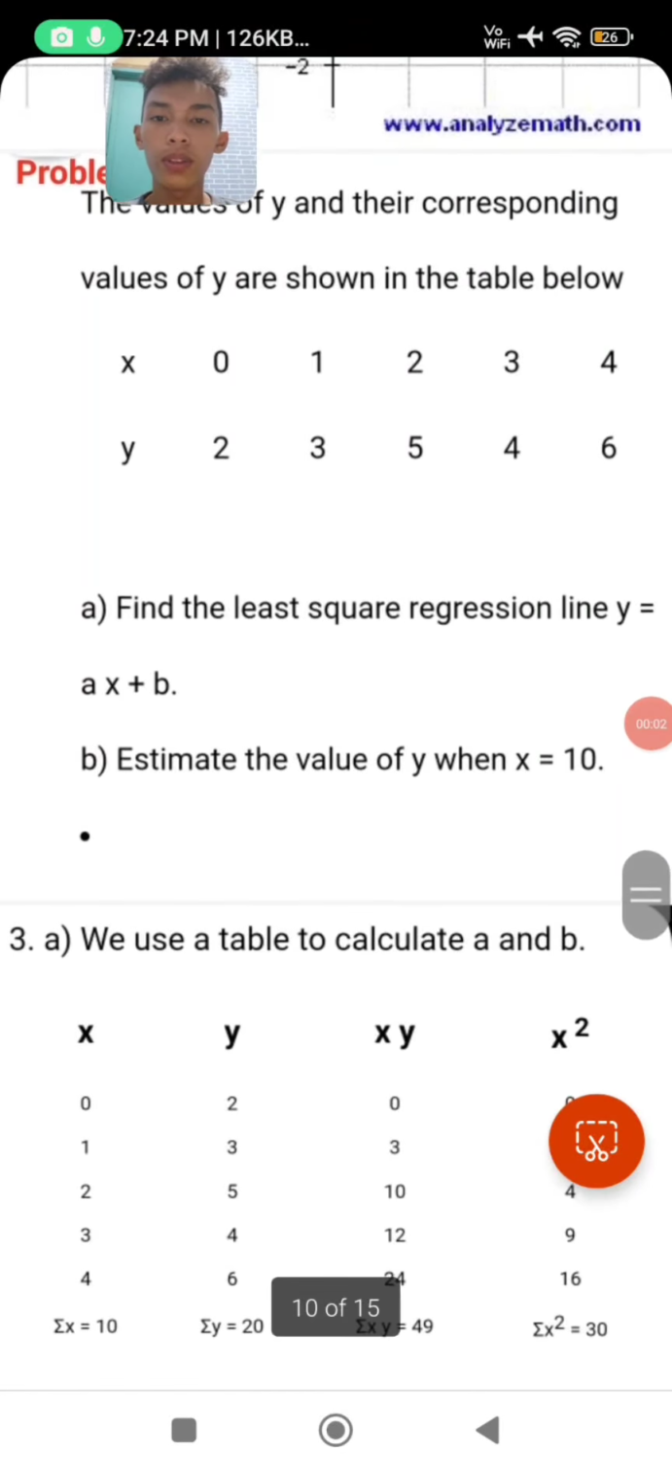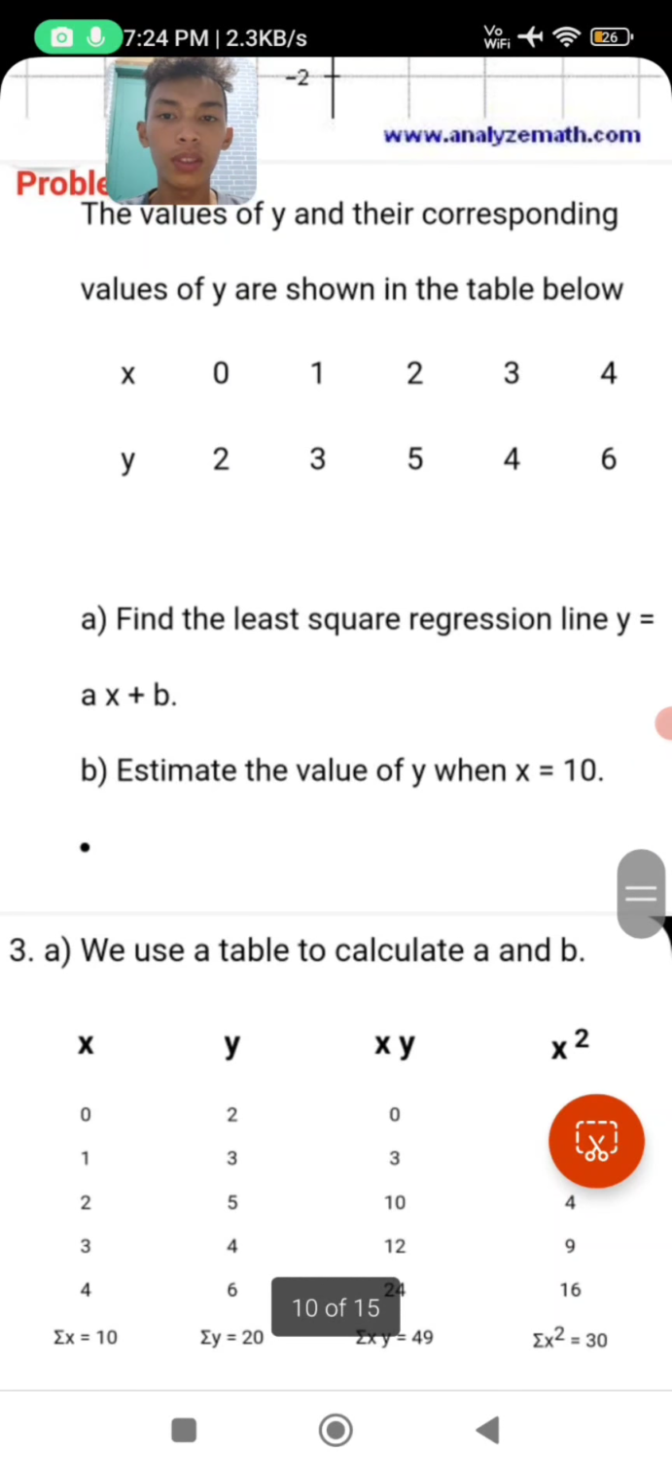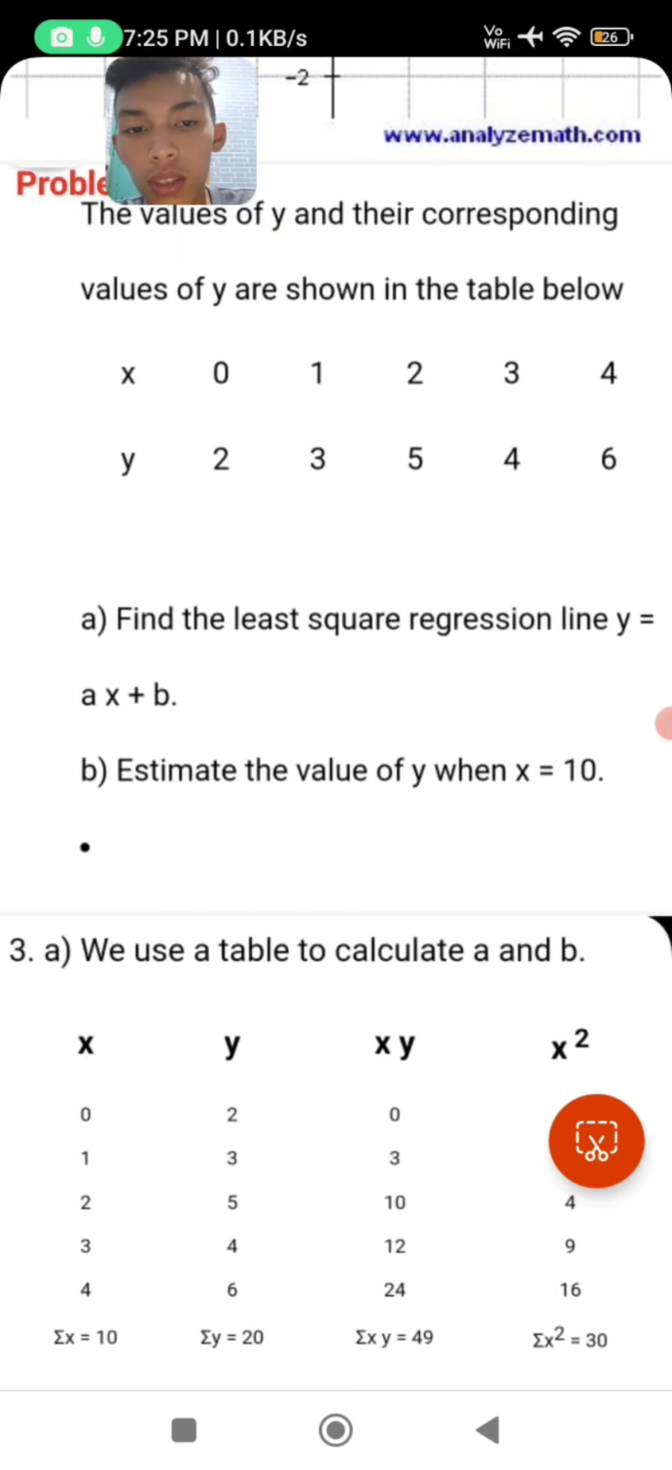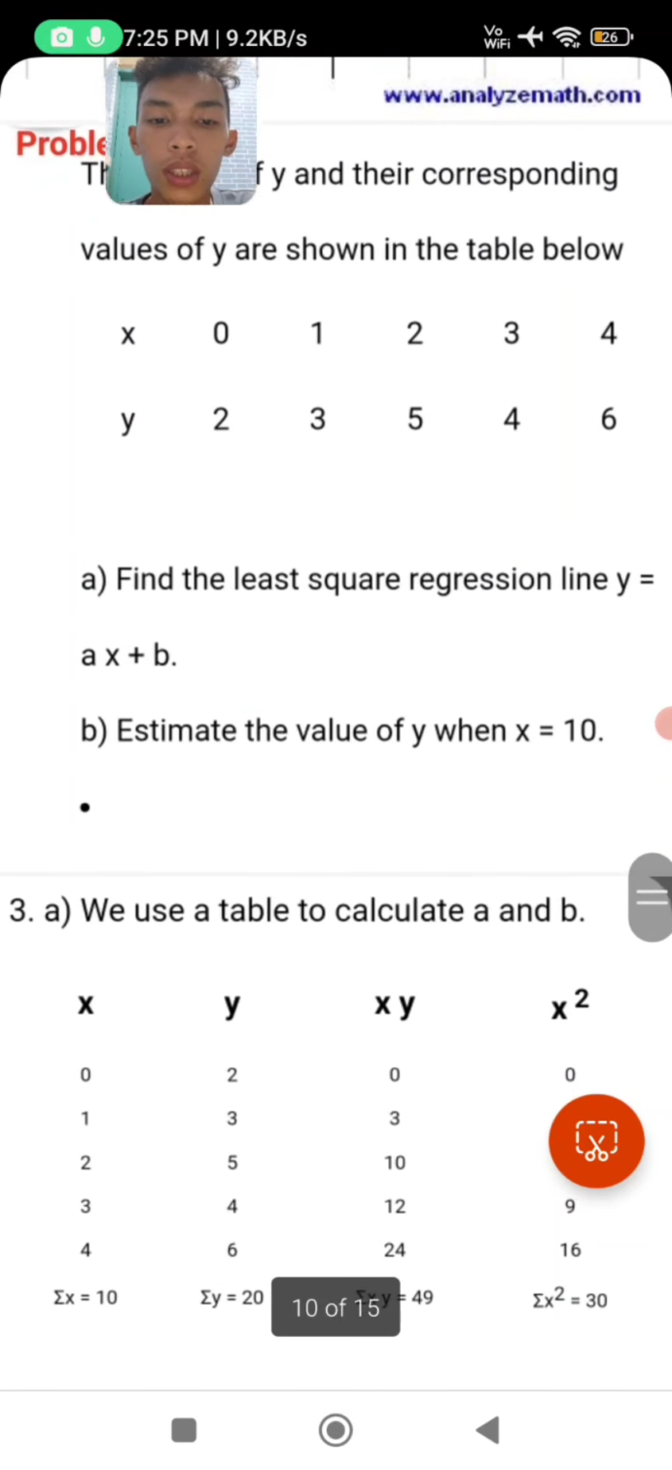So problem 4: the values of x and the corresponding values of y are shown in the table below. x consists of 0, 1, 2, 3, 4. y is 2, 3, 5, 4, and 6. A, find the least square regression line y equals ax plus b. B, estimate the value of y when x equals 10.